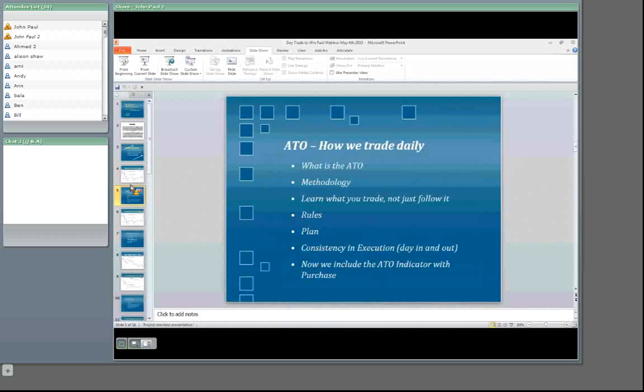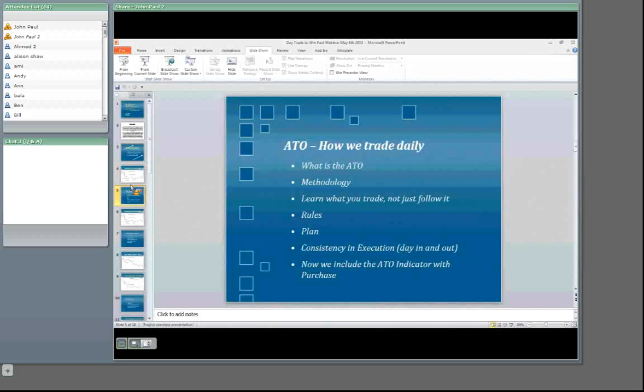The methodology is really meant to give you an insight and understanding of entering, exiting, finishing, not really moving on to something else, and being done for the day and enjoying the day. That was really the reason why I liked the ATO: not to overtrade any of the markets I do.